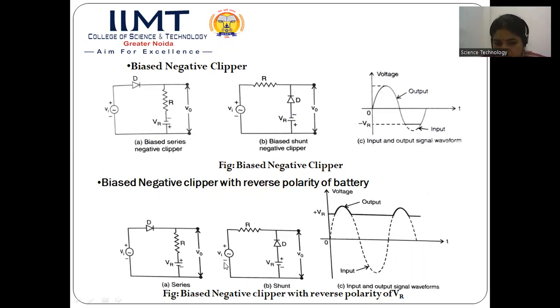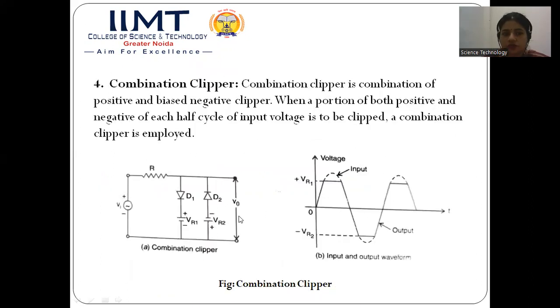And during the negative half cycles, when this polarity gets reversed, this diode is always forward bias. If it is always forward bias, then there will be no voltage drop across this diode and VO will be equal to 0. So this is the output waveform of the series and shunt biased negative clipper when we reverse the polarity of the battery. So that was all about the biased clipper. I hope now you have understood how we can remove a certain section of the positive or the negative half cycle with the help of the clipper circuit.